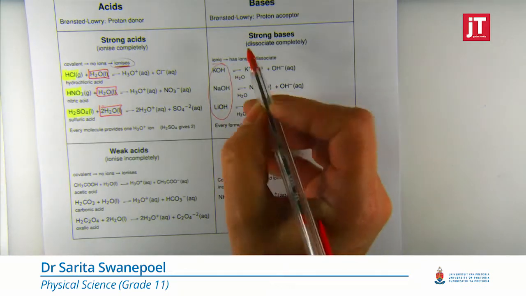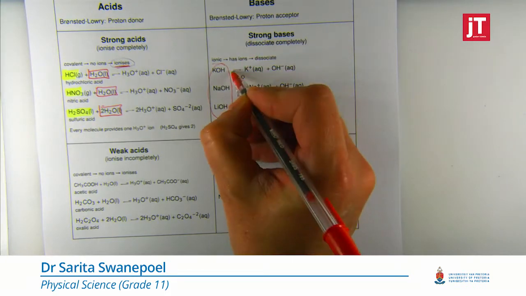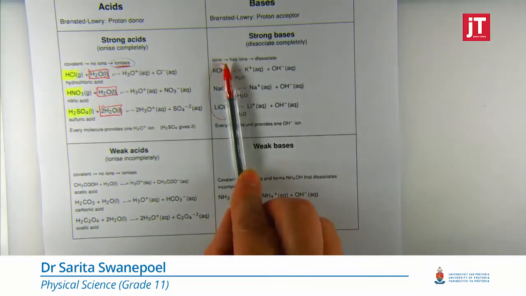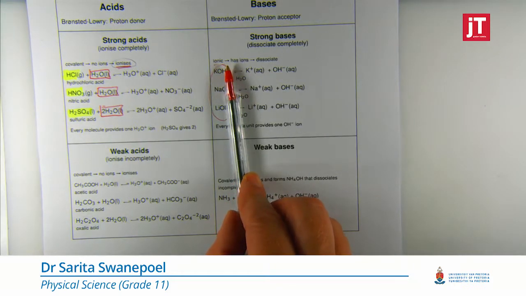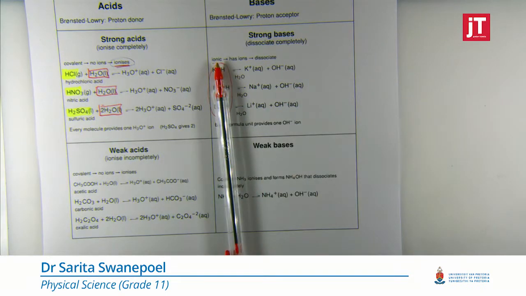Do you see, if you want to put water in, you put it below the arrow, right? And you can also put just a single arrow, that's fine, right? But it does not go into the equation because it's not going to react with water to make ions. The ions are already there in your crystal, right?